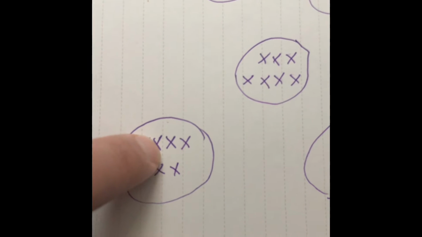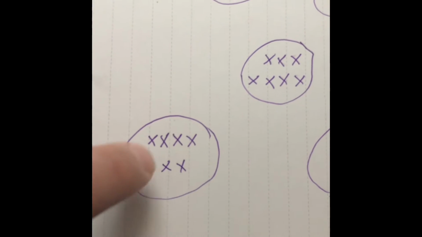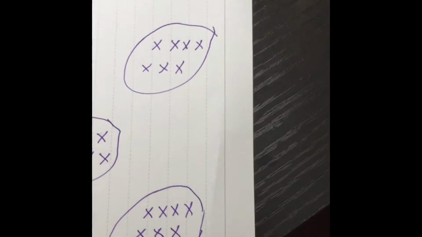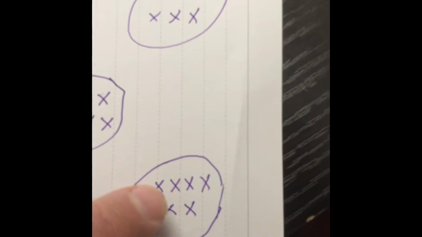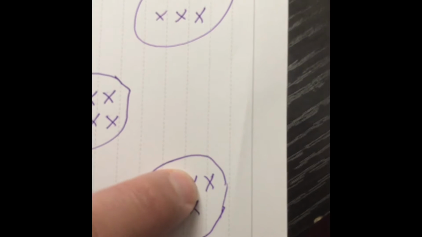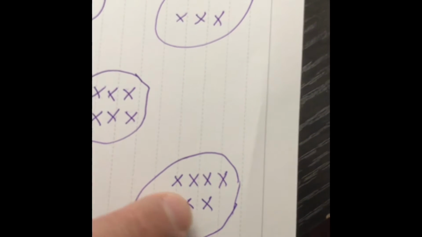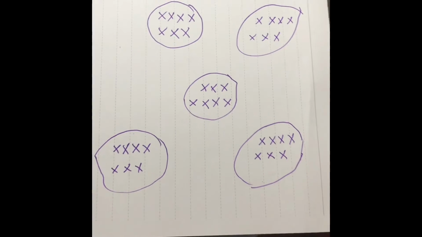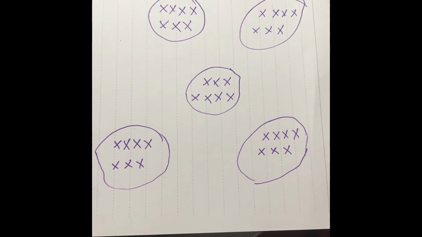22, 23, 24, 25, 26, 27, 28. Final group. 29, 30, 31, 32, 33, 34, 35. 5 times 7 equals 35.